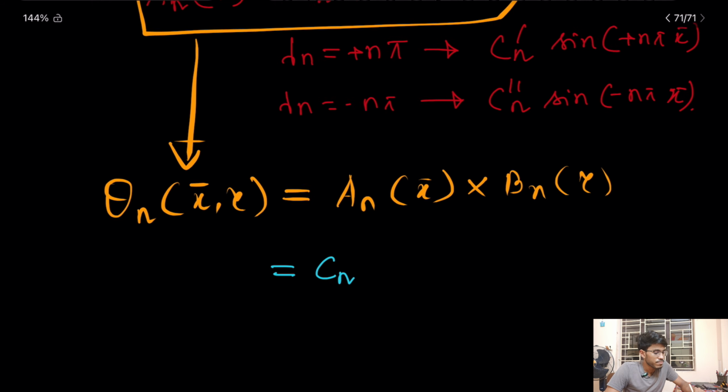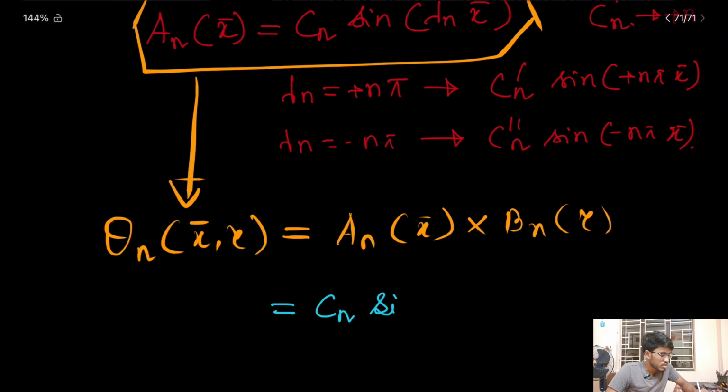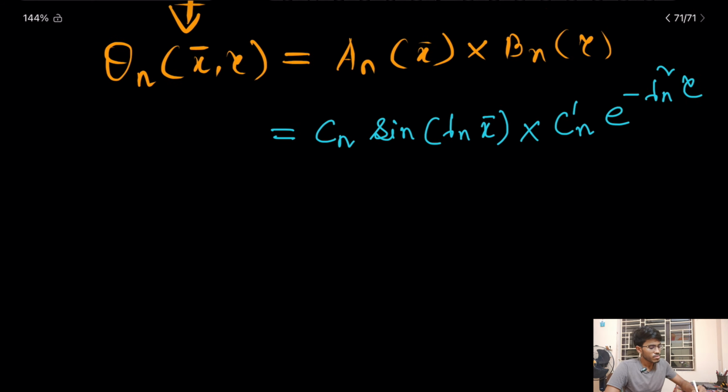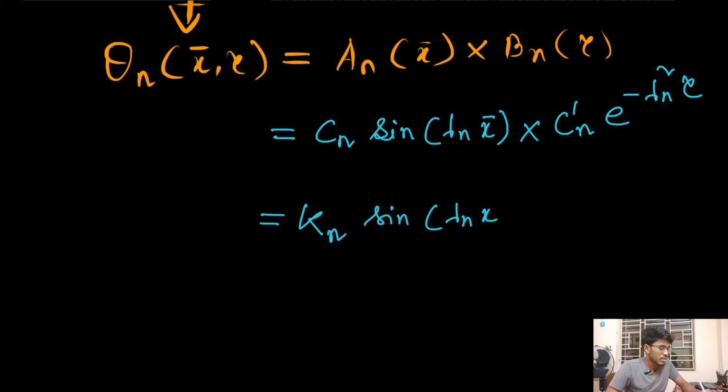So this is Cn into sine lambda n x bar into C dash n into e to the power minus lambda n square into tau. Clear? Now I can club these two constants and give them any other name. So let me term it as Kn. So Kn sine lambda n x into e to the power minus lambda n square tau. Now for every n, theta n is a solution.